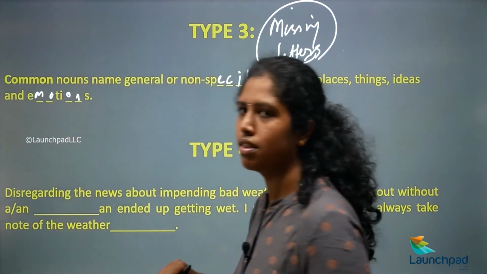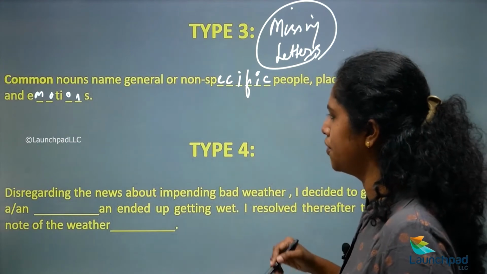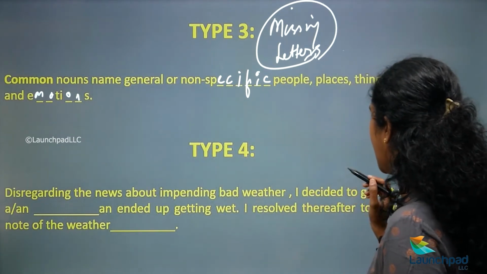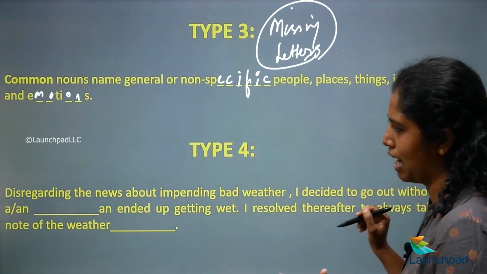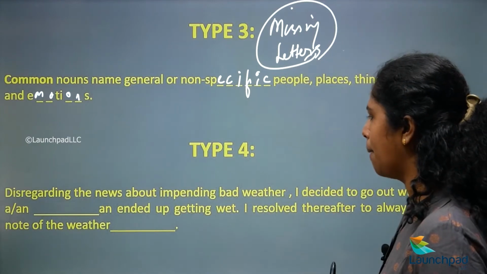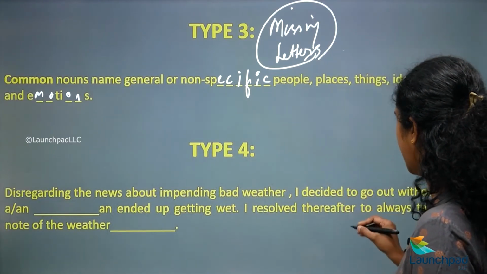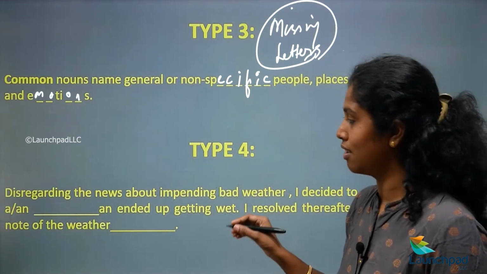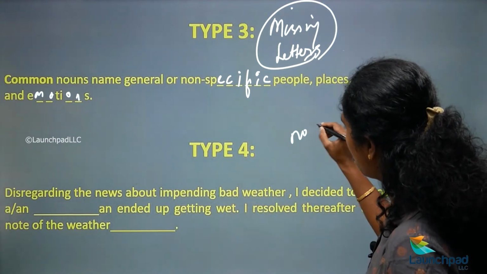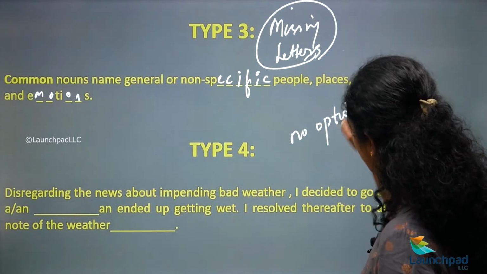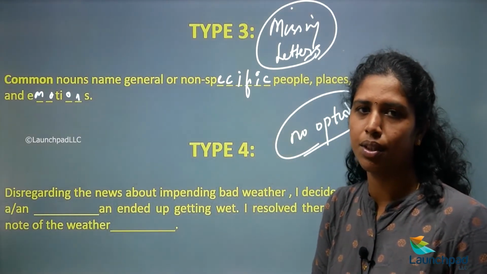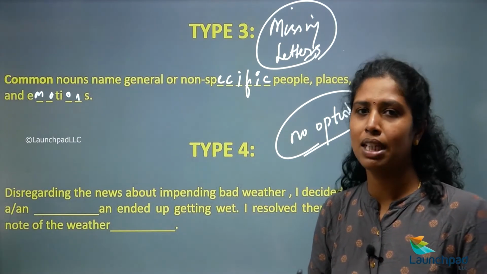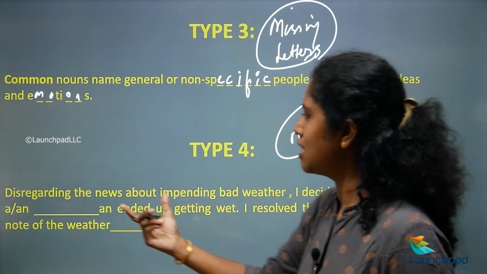So we know what common nouns are in general, so it is easy for us to fill in. Next. "Disregarding the news about impending bad weather, I decided to go out without a dash or dash and ended up getting wet. I resolved thereafter to always take note of the weather dash." Okay. So this is like a paragraph without any options. Can you see there are no options here? Okay. So we need to fill in with our own options, but it should not alter the meaning of the paragraph.